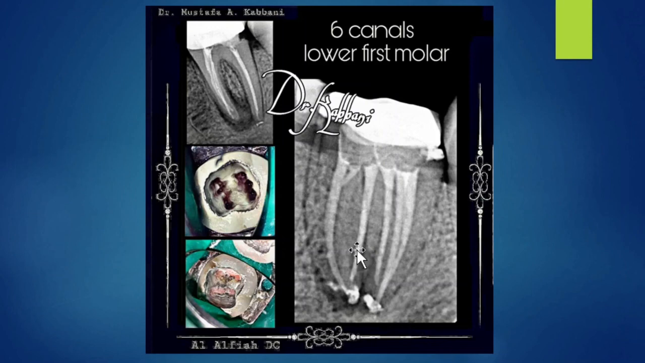And we can see how these canals, some of them join other canals and exit in the same portal of exit, while other canals exit separately. So you can see from the final X-ray how complicated the root canal system can be. 6 canals. This is very special.